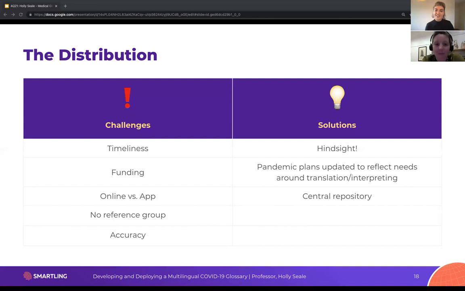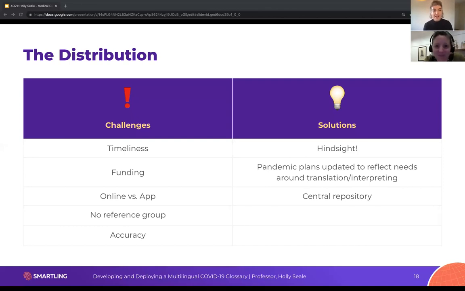Having a reference group would be good for this too, if this is going to be, and hopefully it will be, an ongoing process that we can reach back onto. That would help ensure ongoing accuracy, which is my next point, and ensure that the terms we're using are culturally relevant, appropriate and meaningful. That's something we need to continue to work on. But all of this is hindsight, and that's my solution. Hopefully it'll be a reality.